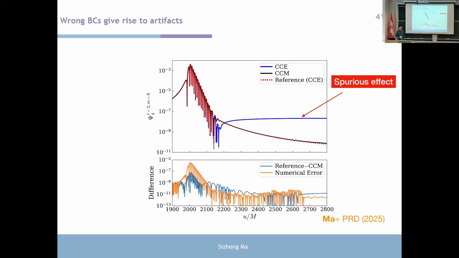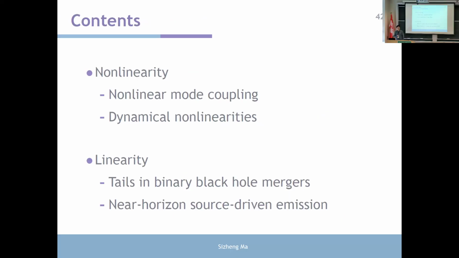The decay rate is around -3.5-ish in Psi4. Here l is equal to 2. We can chat more about that.